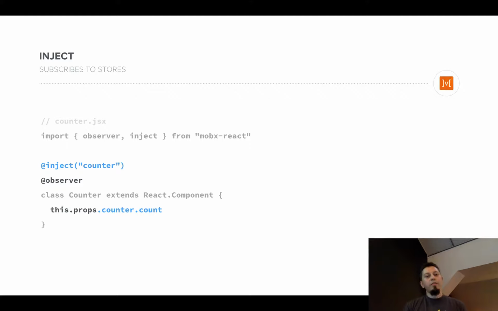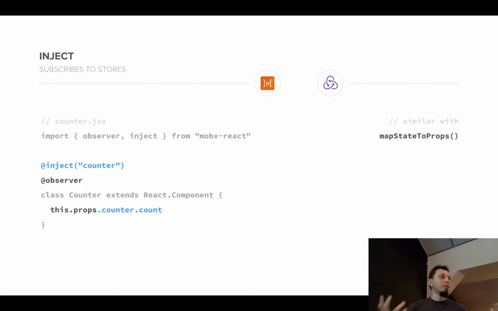Then you have to inject some stores, because probably the components are not interested in all the stores that are available in your application. You inject the stores that the component is interested in. If you inject the counter store, then that store is available on the props of the component, and you can simply access your properties using this.props.counter, which is the store, .count, which is the observable property. This is similar to using map state to props in Redux, because you don't need all the state usually in a component. You are just interested in some part of the entire state.